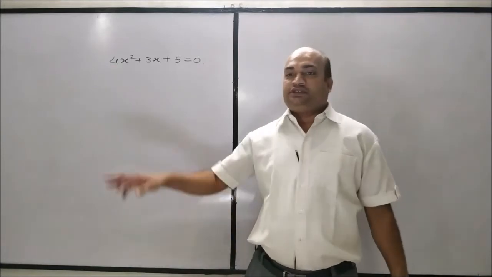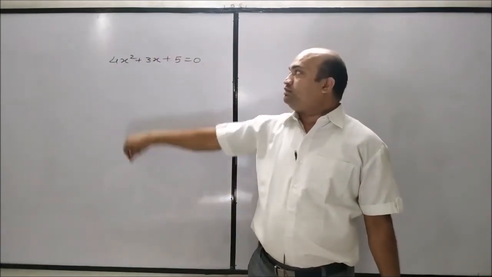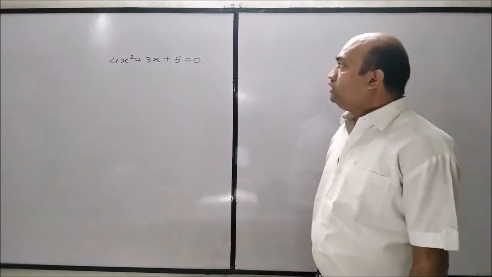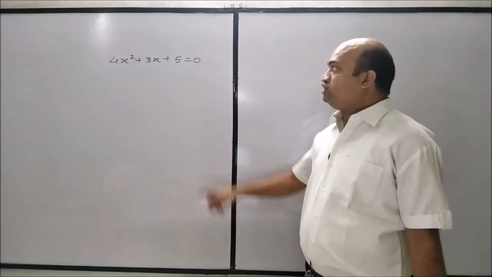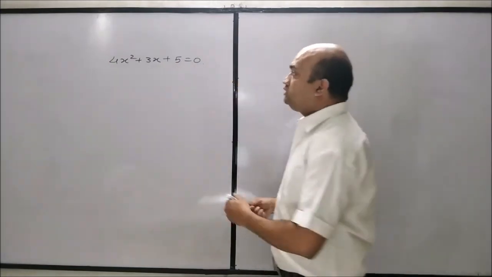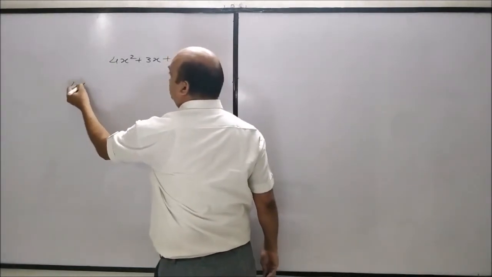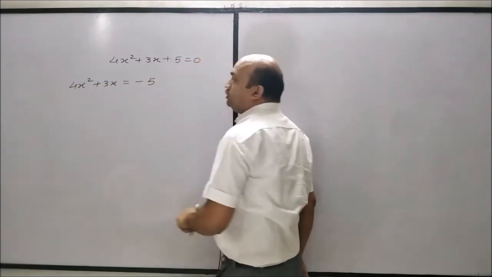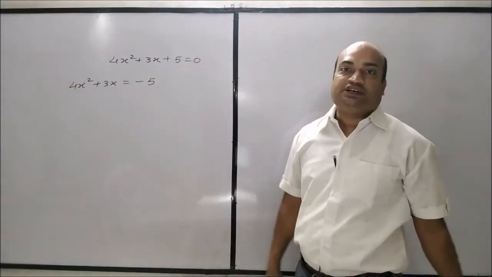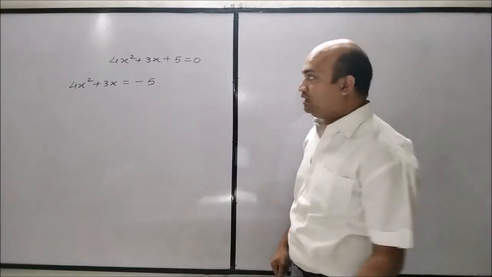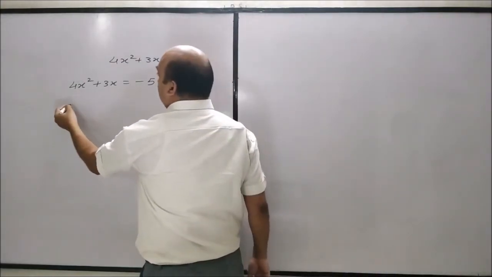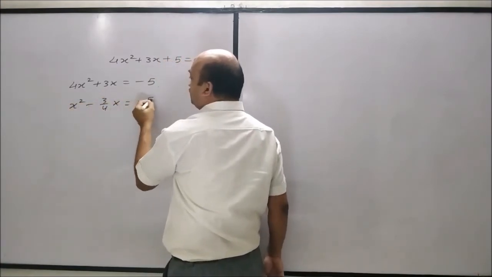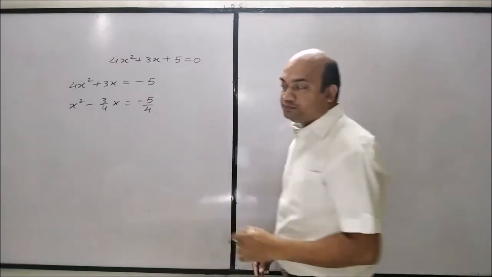The question is, find the root of the quadratic equation 4x square plus 3x plus 5 equal to 0 by completing the square method. Again we follow the same procedure. This 5 we shift here, it will be 4x square plus 3x is equal to minus 5. Now divide the complete equation by the coefficient of x square, that will be x square plus 3/4 x is equal to minus 5/4.